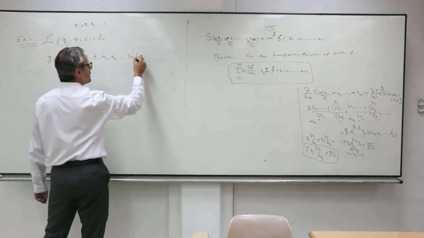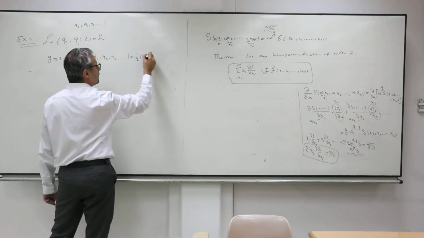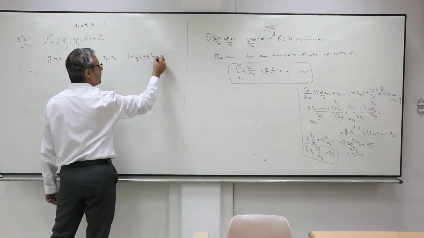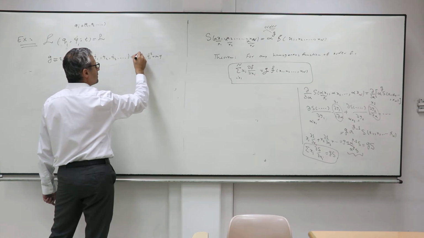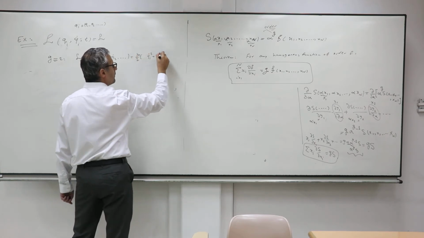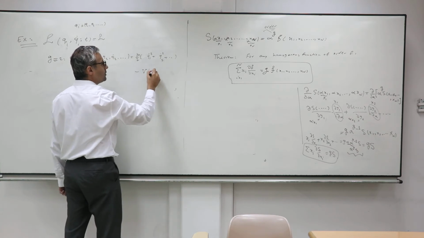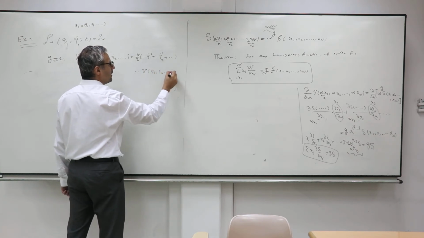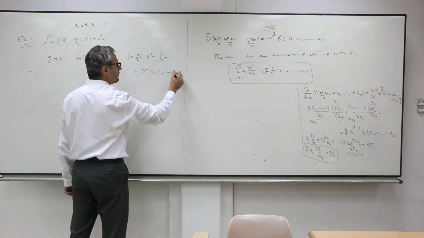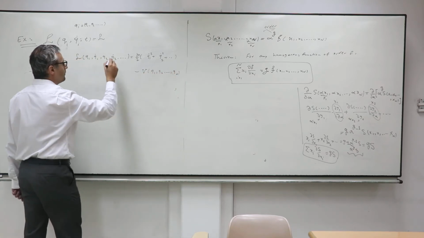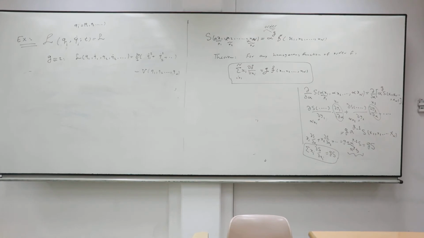It appears like that, for example, with a common M, minus the potential of Q1, Q2. I removed the time here. I don't need it. It's a time independent system. Consider just this system.